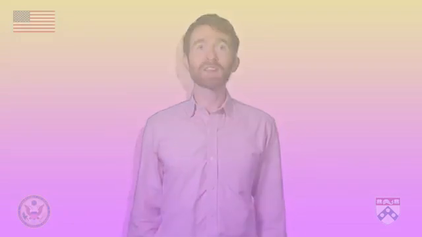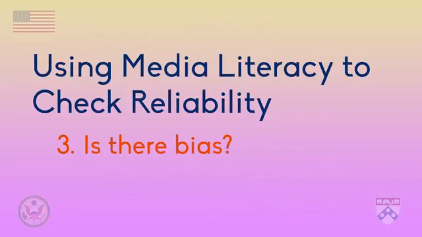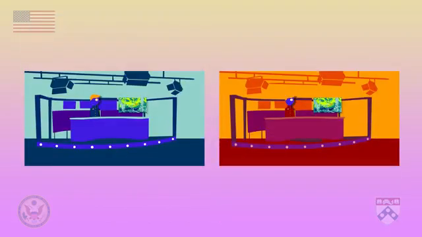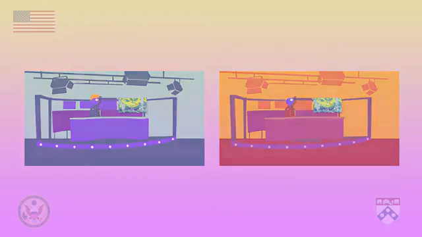Third, when you're trying to find out whether something is reliable, you should consider bias. Remember, bias is having an opinion about something that isn't based on all the facts. You should consider looking at a variety of sources to see what they say about a certain topic. If they all agree, then the information is probably reliable.